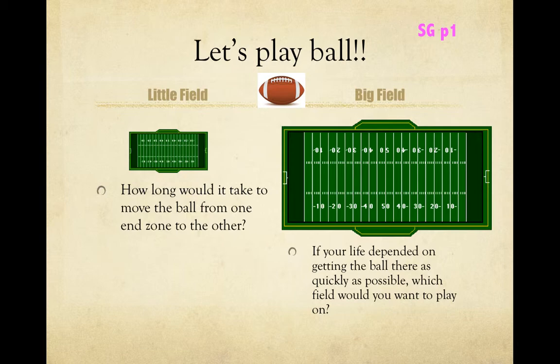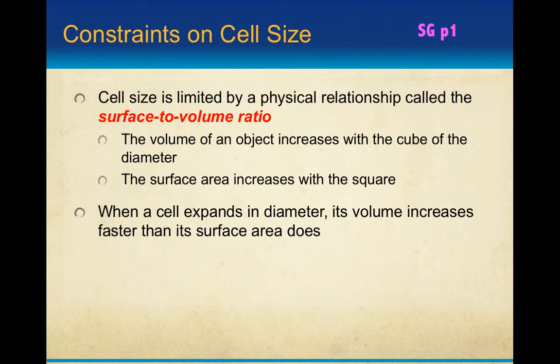I'd probably choose the little field because I want to get down to one end and back to the other as quickly as possible, because my life depended upon it. And guess what? Cells aren't any different. They need to get stuff in and out of the cell as fast as they can. And having a big cell means it's going to take longer to get stuff to the end zone and back. If I'm smaller, then I can get my materials in and out much quicker and more efficiently.